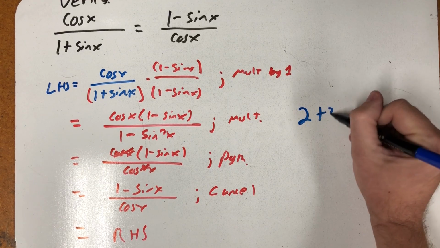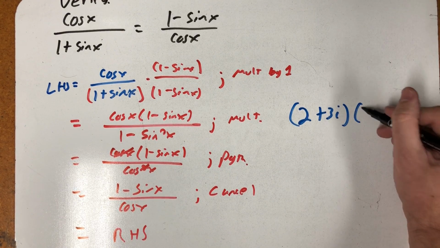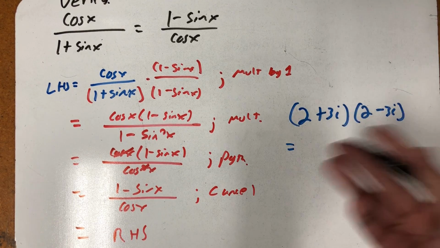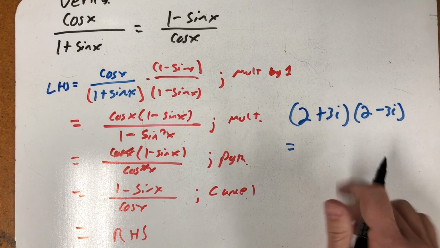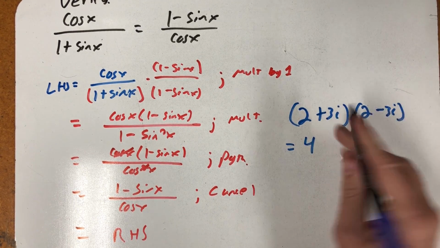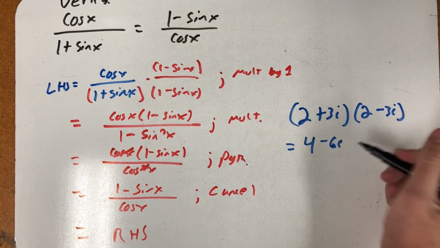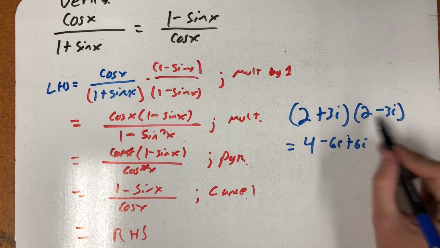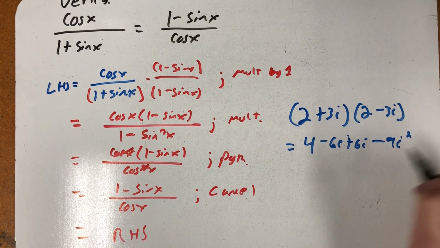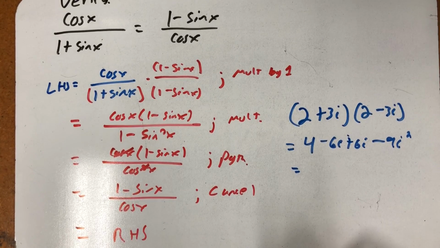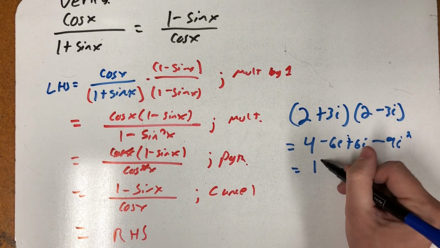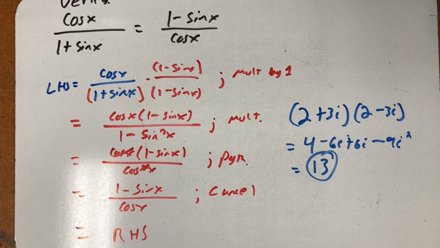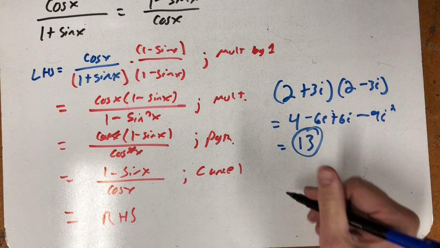If I think about 2 plus 3i, its complex conjugate is 2 minus 3i. And then the first time I ever multiplied these together, I would have thought I had to distribute. 2 times 2 is 4. Minus 6i plus 6i, and that was the big deal, right? These middle two terms cancel, and then I get a minus 9i squared. i is the square root of minus 1, so i squared is minus 1, and I just get the real number 13. Conjugates always multiply together nicely.